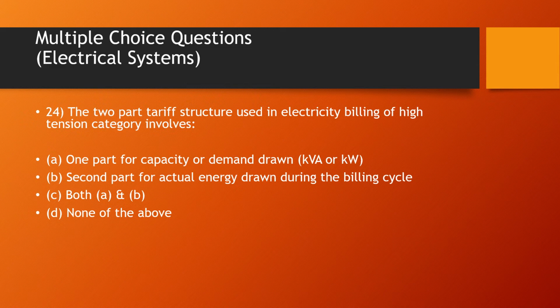Now coming to the next question, the two-part tariff structure used in electricity billing of high tension category involves option A, one part for capacity or demand run, that is kVA or kilowatt. Option B is second part for actual energy drawn during the billing cycle. Option C is both option A and option B. Option D is none of the above.